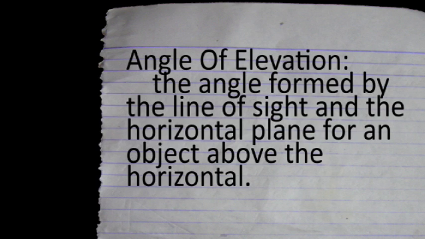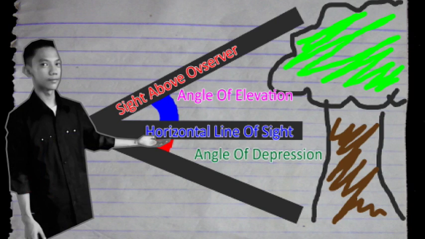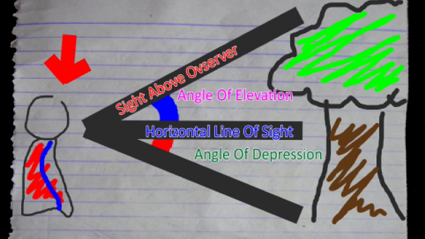Angle of elevation: the angle formed by the line of sight and the horizontal plane for an object above the horizontal. I have an example here for you to understand it more. This boy was standing at a far distance from the tree. This line was the horizontal line of sight to the tree. And this line was the sight above the observer, or what we call the angle of elevation. This line below was the angle of depression.